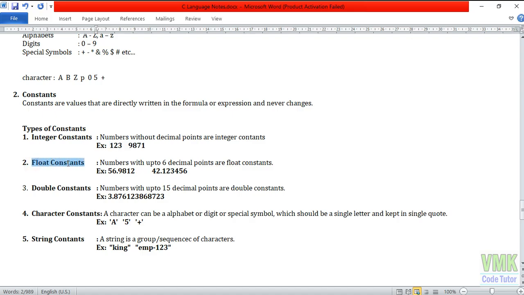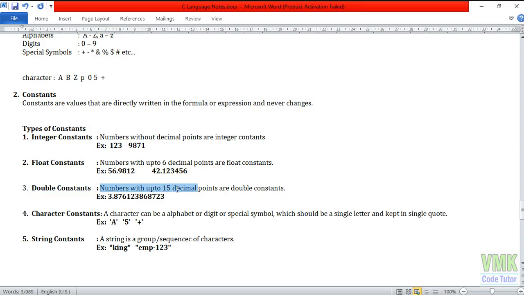Next, number 2 is float constants. Numbers with up to 6 decimal points are float constants. Example, 56.9812, which contains 4 decimal points. Here, 42.12345 contains 5 decimal points. So numbers with up to 6 decimal points are called float constants.